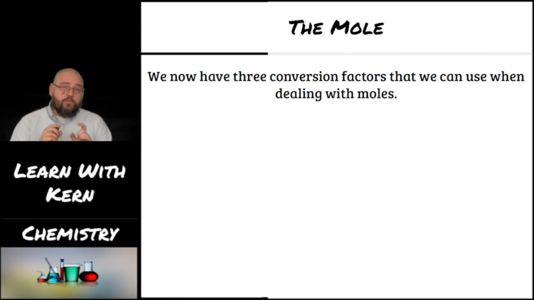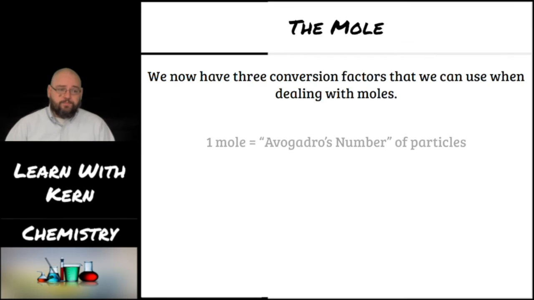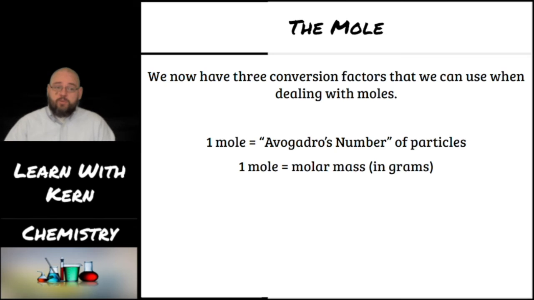So we now have 3 conversion factors, 3 things that equate a mole with something else. 1 mole is equal to Avogadro's number of particles. So 1 mole is equal to 602 hexillion things. Now when we say particles, we mean atoms and molecules. 1 mole is also equal to the molar mass on the periodic table measured in grams. So whatever mass you have on the periodic table is the molar mass. That is the mass of 1 mole.